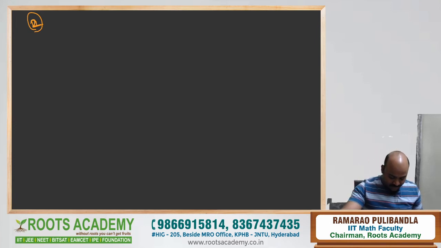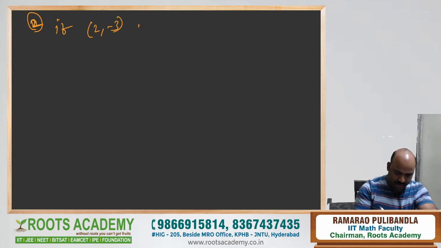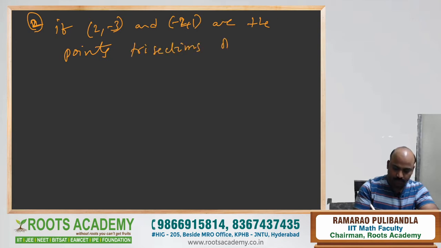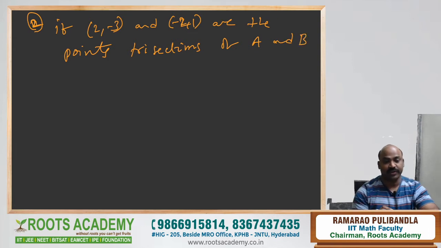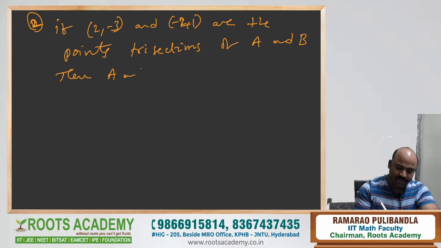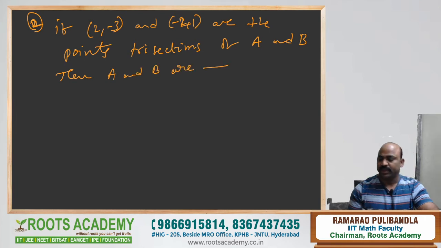So students, I'm going to the next question. If (2, minus 3) and (minus 2, minus 1) are the points of trisection of A and B, then A and B are dash.